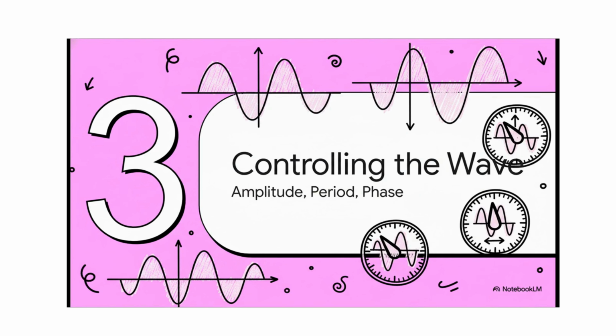Okay, so we've met the whole family. Now comes the really powerful part. Let's learn how to take these basic waves and tweak them, control them. Think of it like we have a control panel with 3 main dials. By turning these dials, we can go from a generic wave to something super specific, like the sound wave of a guitar string or a radio signal. We can literally create any wave we want.